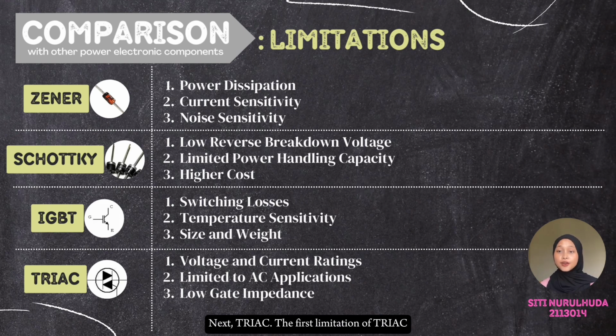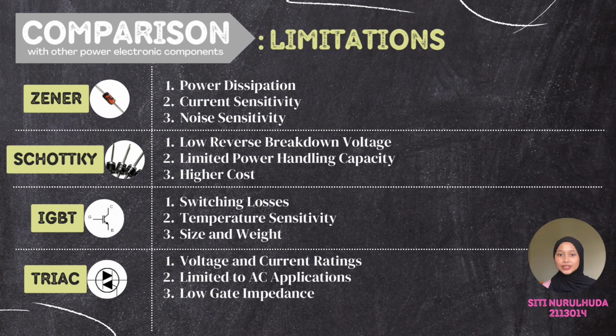Next, triac. The first limitation of triac is voltage and current ratings. Triacs typically have limitations on the maximum voltage and current they can handle. Exceeding these ratings can lead to device failure. Second, limited to AC applications. Triacs are designed for AC applications and cannot be used for DC power control. Third, low gate impedance. Triacs typically have a low gate impedance that requires careful design of the gate drive circuit.